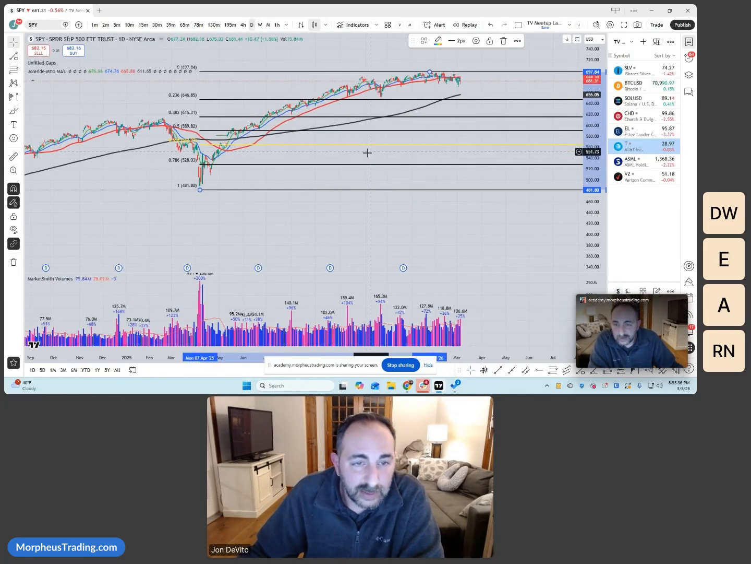Like if you look at where this is, look at where this chop is. All of that consolidation is right in that 618. It's right here. And then it gapped from there.